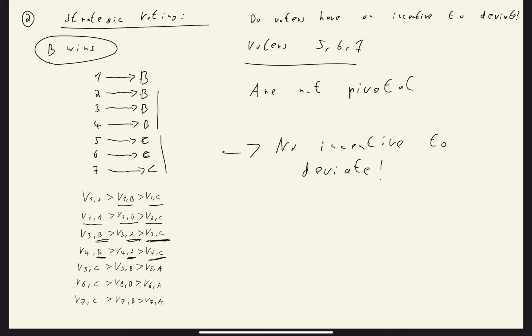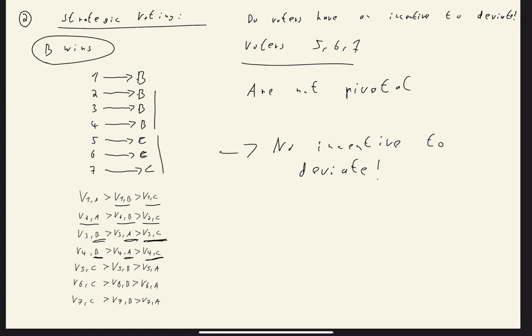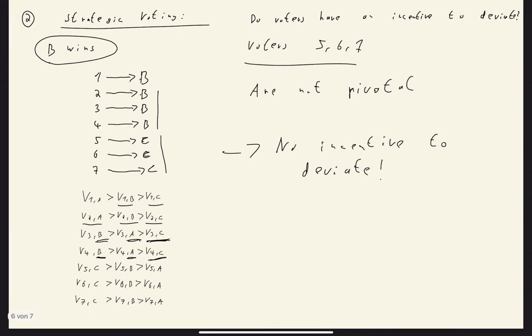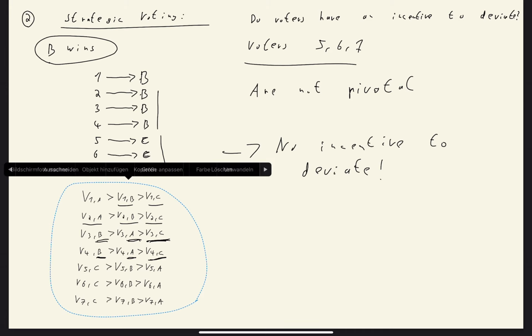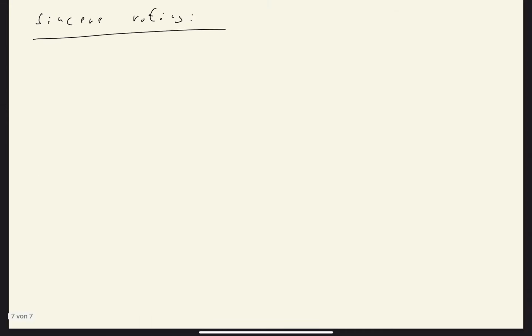So what we created now are two situations of strategic voting, which have an outcome where first candidate A wins and then candidate B wins. And why did we do this? Well, the intention here was to show you the following. So now let's go to the case of sincere voting. If everybody is voting according to his preferences instead of voting strategically, let's see what happens then.